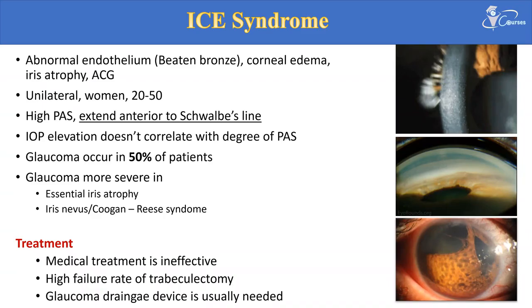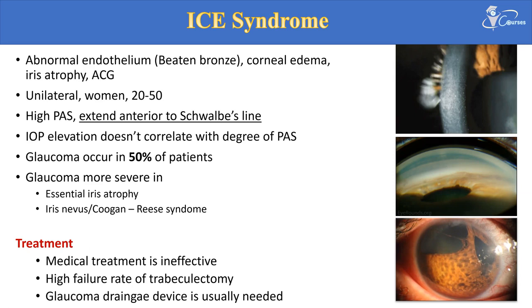Again, back to the ICE syndrome, it is called iridocorneal endothelial syndrome. If you think about the name, it is a syndrome involving the iris and the corneal endothelium. The problem for those patients is that they have some sort of abnormal endothelium. This abnormal endothelium appears like a beaten bronze appearance. Beaten bronze is the same as in Fuchs endothelial dystrophy. So when you see this patient at first, you consider that it could be a Fuchs patient.